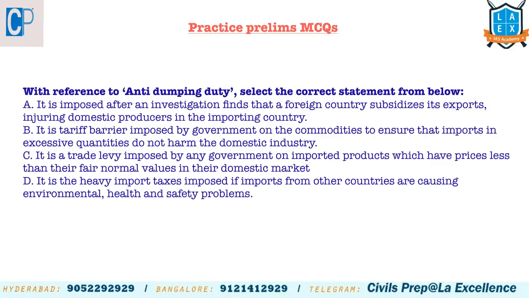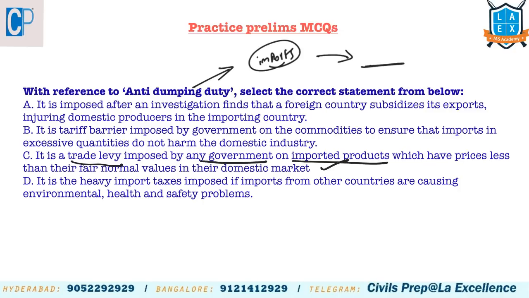Before starting the session, first let us see answers for the questions from our previous video. With reference to anti-dumping duty, select the correct statement from below. What is meant by this anti-dumping duty? It is the duty that is imposed on imports that were being imported to a country at a price lower than in its domestic market and also in the importing country's domestic market. So from the below statements, here the answer is C. It is a trade levy imposed by any government on imported products which have prices less than their fair normal values in their domestic market.